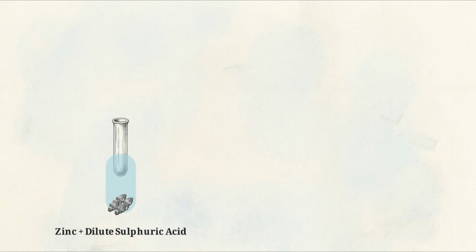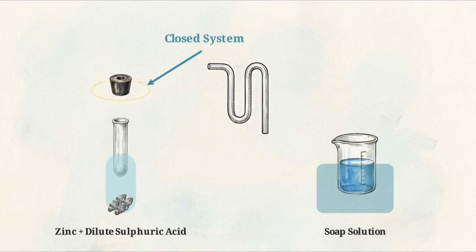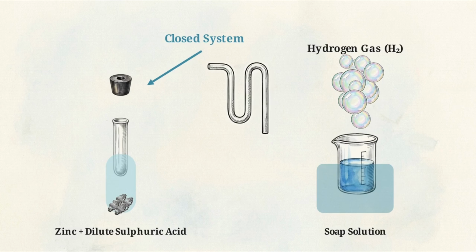To safely contain this reaction and actually measure the output, we need a specific lab setup. We'll place the zinc and acid in a sealed test tube and attach a delivery tube that feeds directly into a secondary beaker filled with a simple soap solution. This sealed environment ensures nothing escapes unnoticed. Once the reaction begins, we can track exactly where every single atom of our starting ingredients ends up.